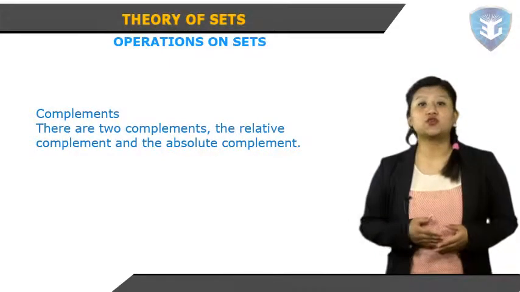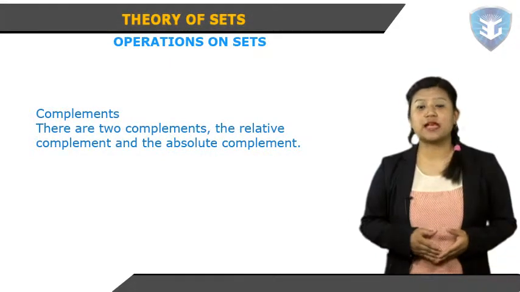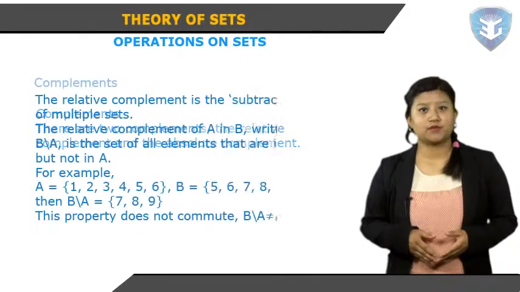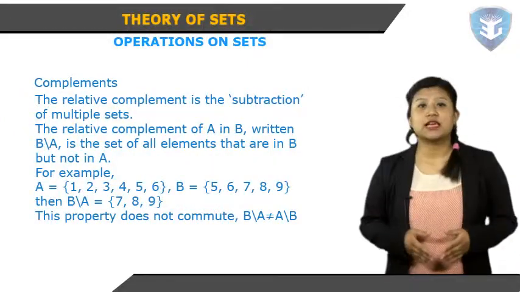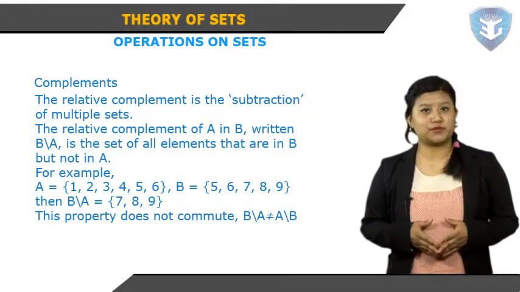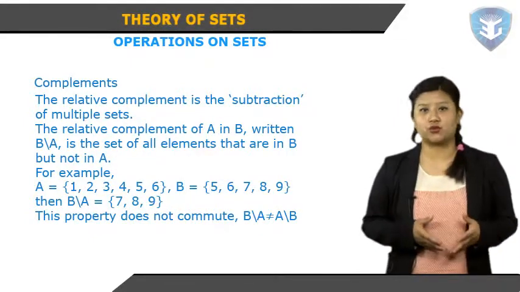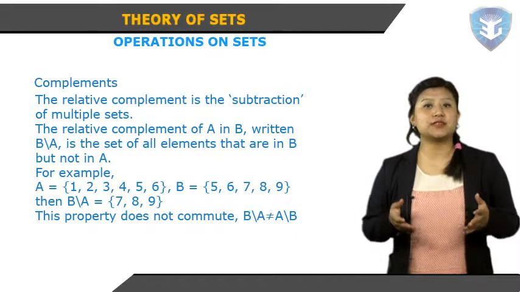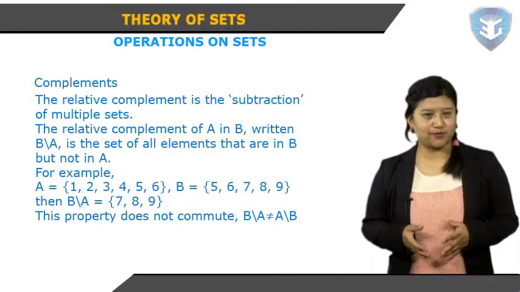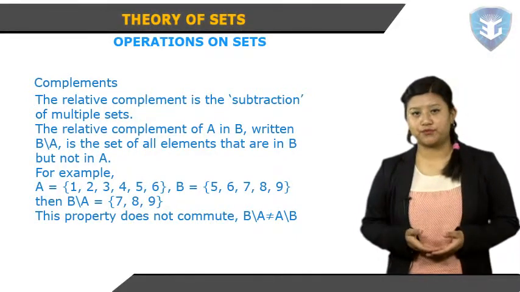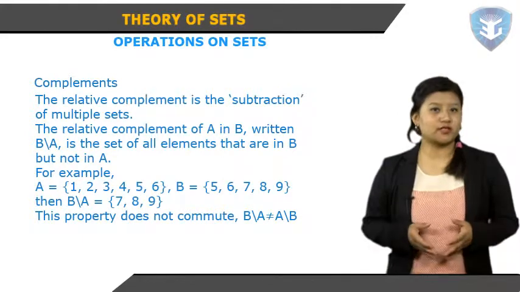Complements. There are two complements, the relative complement and the absolute complement. The relative complement is the subtraction of multiple sets. The relative complement of A in B, written as shown, is the set of all elements that are in B but not in A. An example is shown here. This property does not commute.